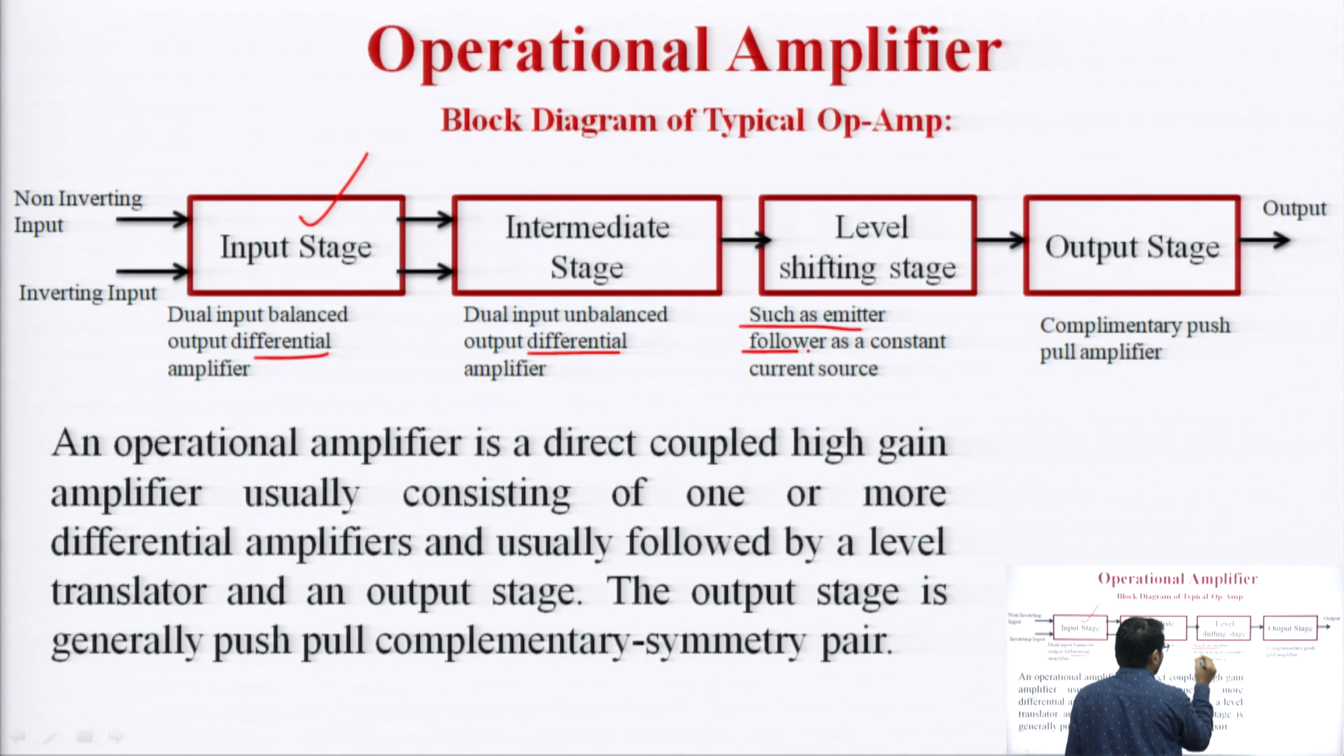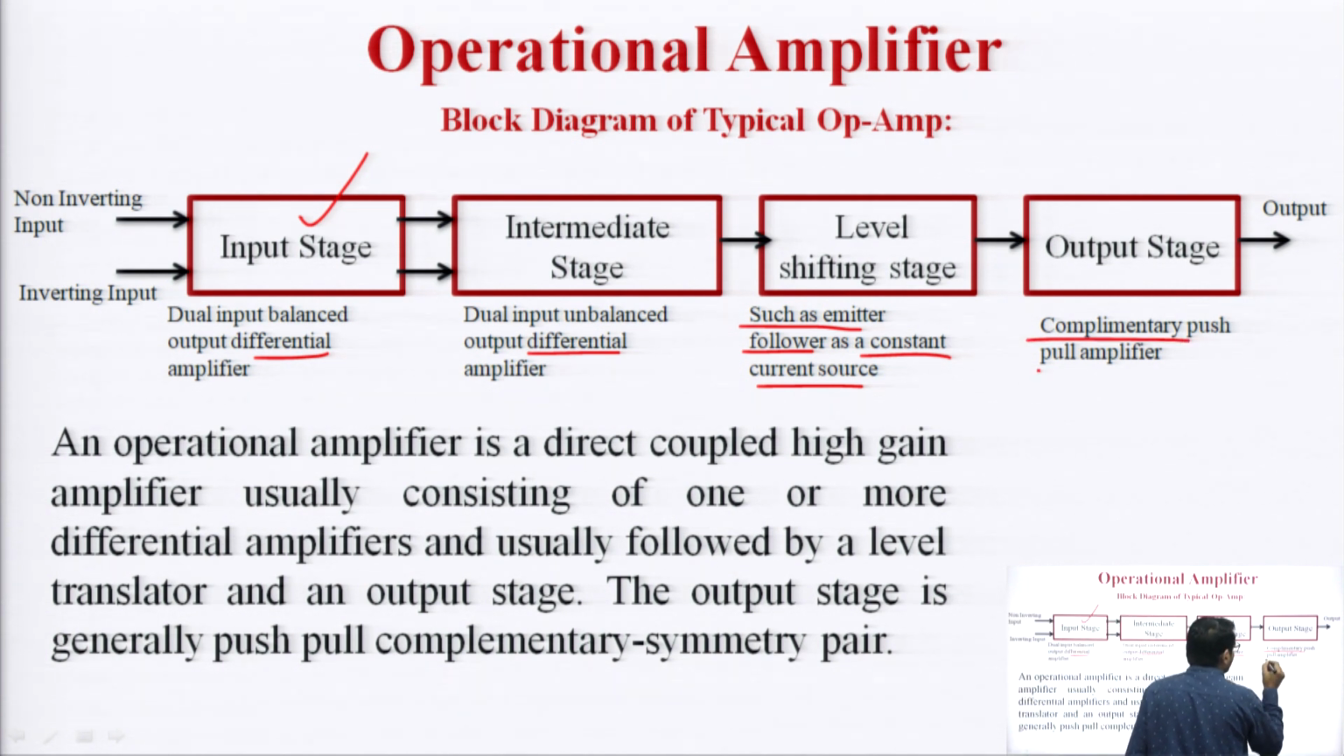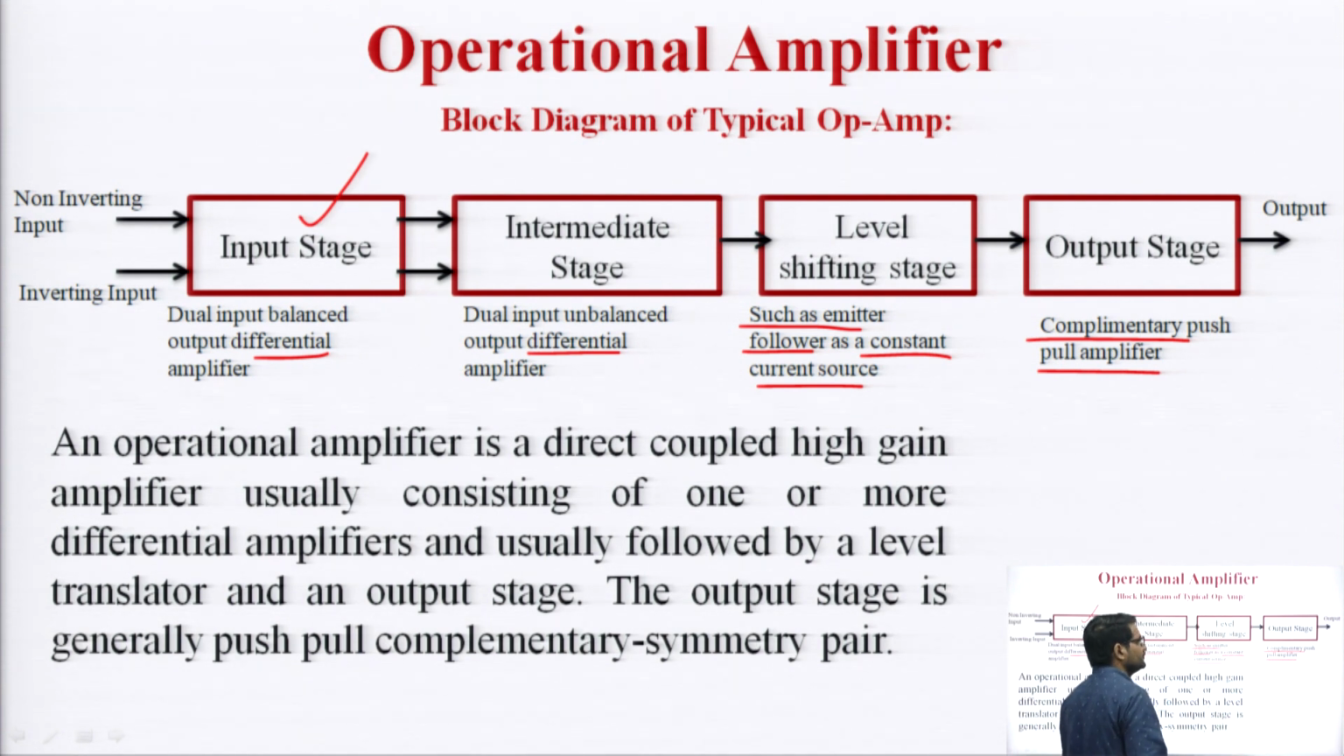Here the emitter follower acts as a level shifter with a constant current source. We provide a current mirror circuit to the emitter follower. We define the emitter follower with a constant current source. And the last one, the output stage, is a complementary push pull amplifier. It is basically a power amplifier which is used for a high swing at the output stage, so that we get the signal at the output stage with a high swing.